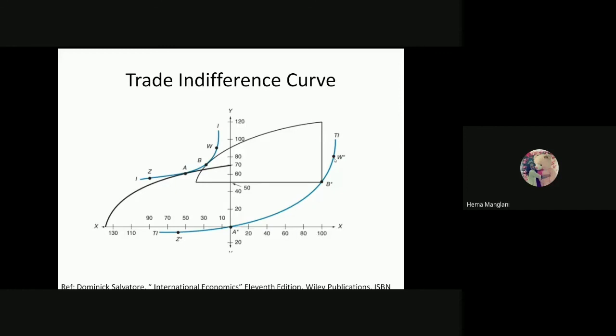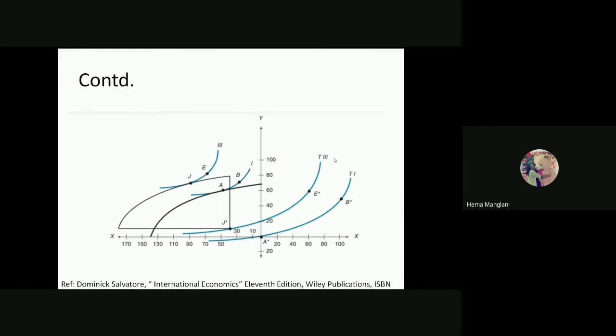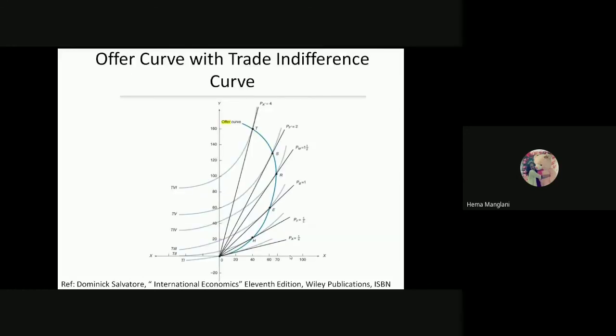There is one trade indifference curve for each community indifference curve in this analysis. In the same way as a higher indifference curve shows a higher level of utility, a higher trade indifference curve shows a higher level of welfare. So this analysis would be drawn in this way. Again, we have production possibilities, different points. Now, how would we add the trade indifference curve to our offer curve?